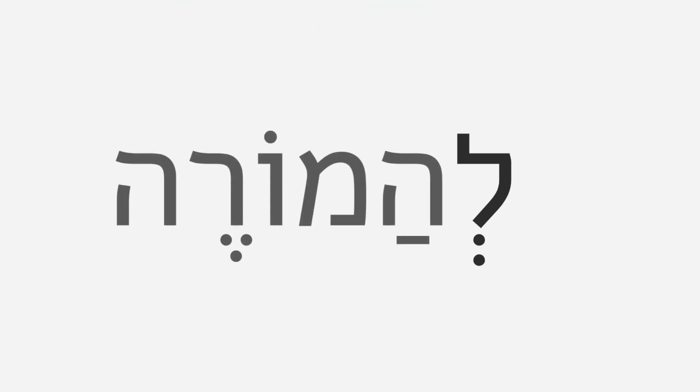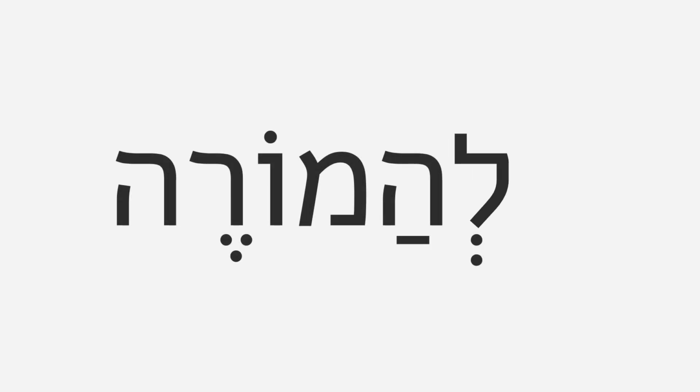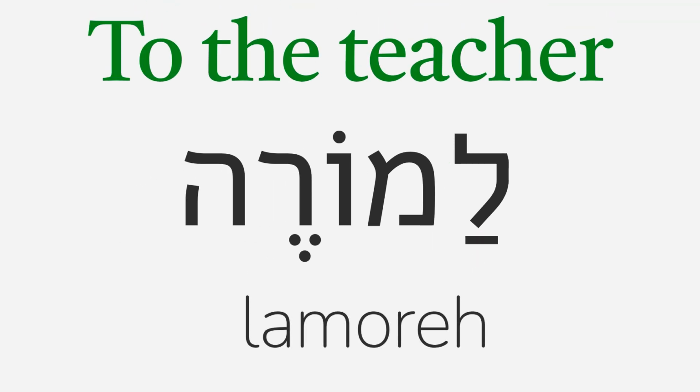If we attach this la preposition to a word which already has a ha, meaning the, on it, the shva under the lamed and the letter he will disappear. If we attach this la preposition to hamore, the teacher, the he and the shva under the lamed disappear, leaving us with la more, to the teacher.